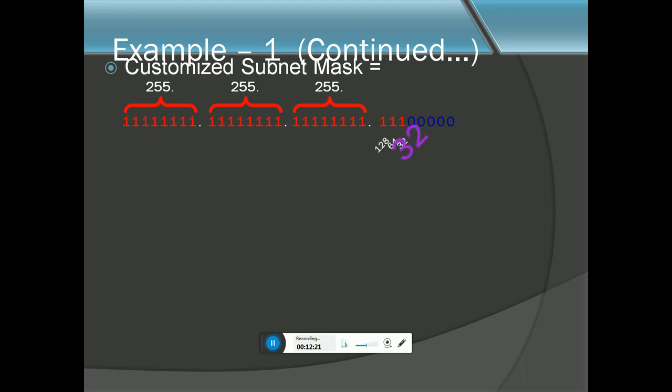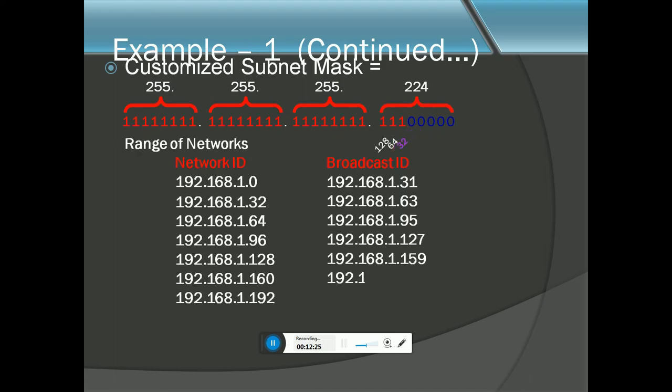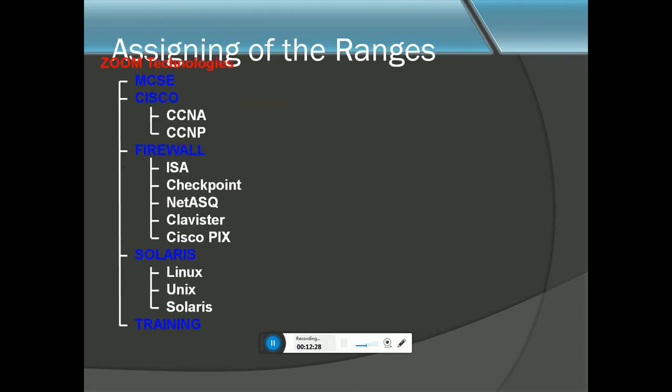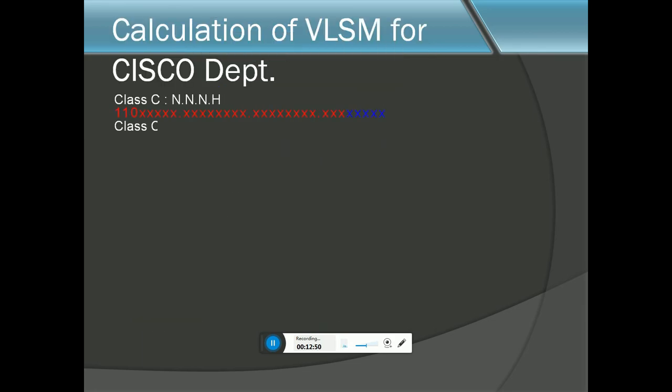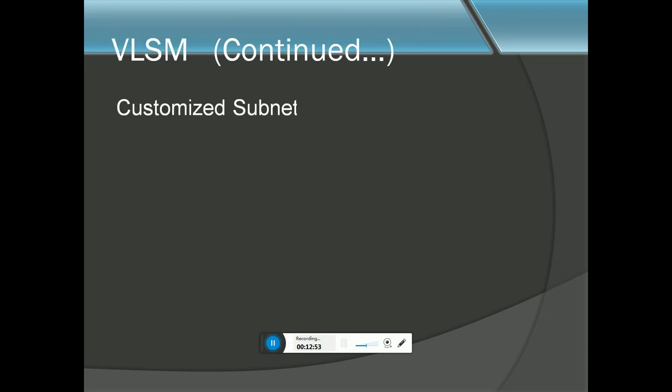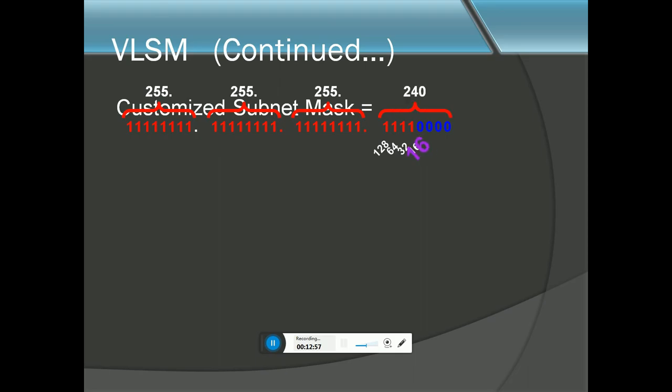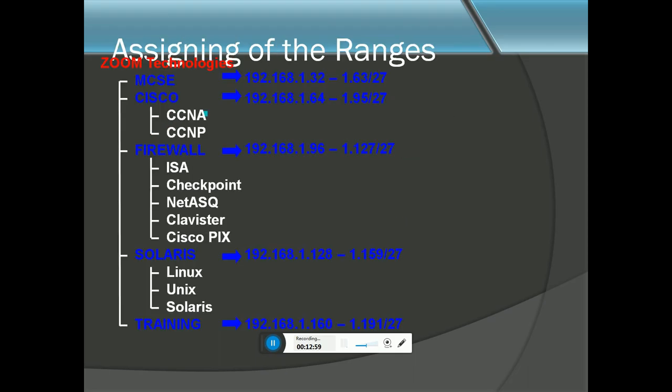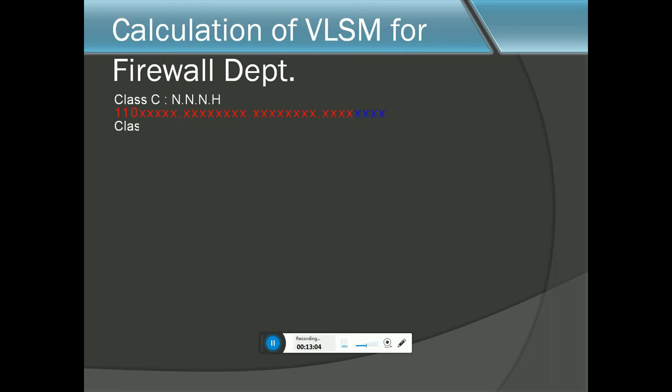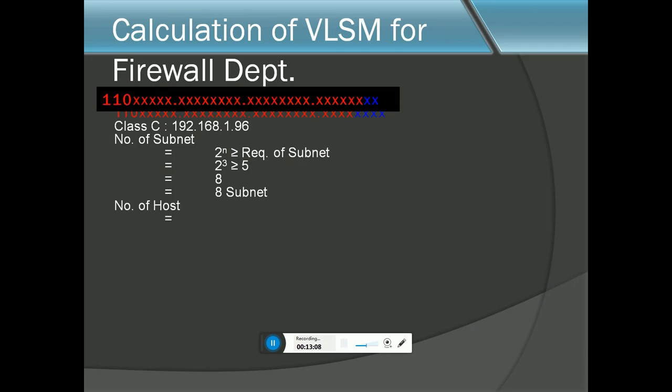Continued examples and assignments. Department addresses: MSC is 192.168.1.32, Cisco is 192.168.1.64, firewalls is 192.168.1.96. Cisco department, Class C network, customized subnet mask 255.255.255.240. Linux firewall departments, subnet mask 8. VLSM subnets continued, customized.